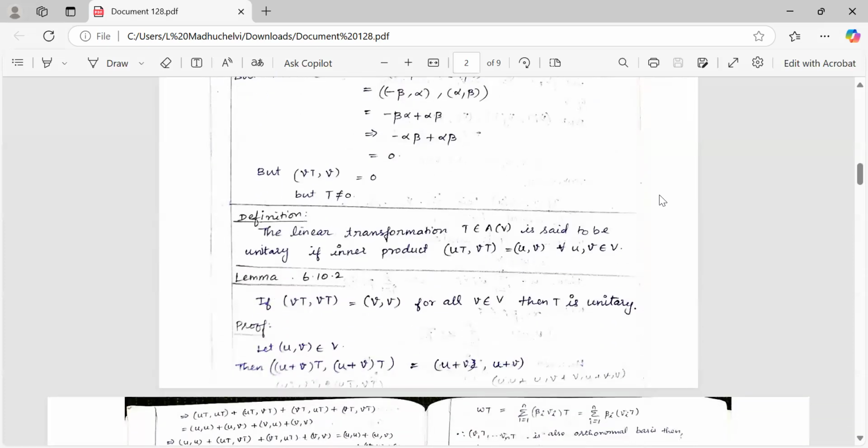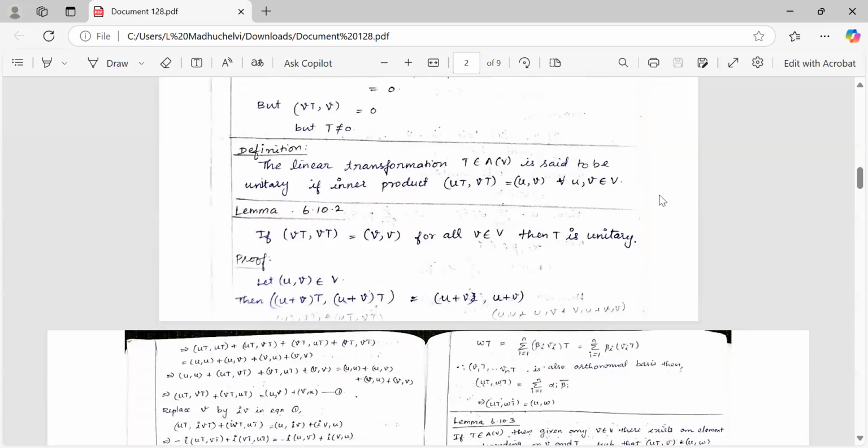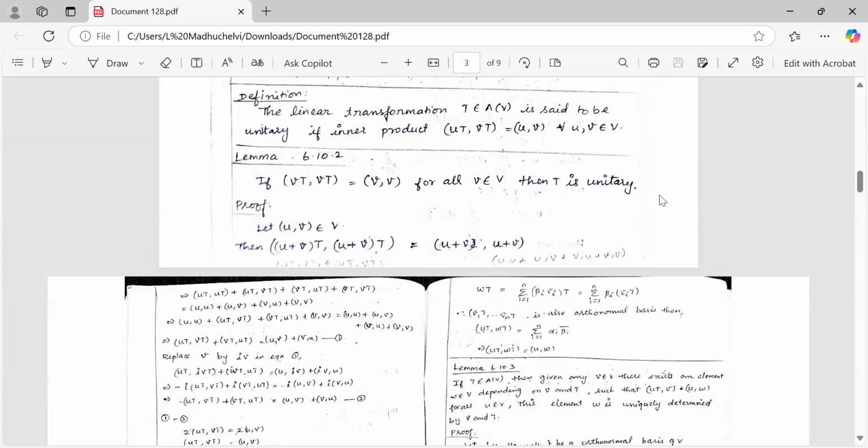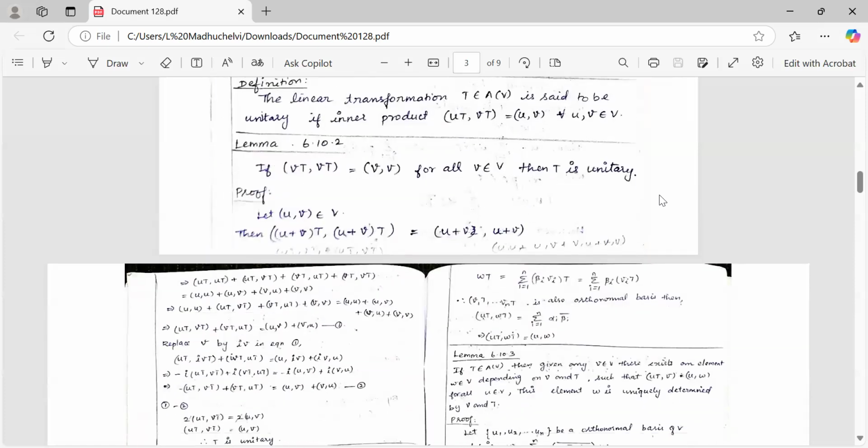Next, let us see one definition, that is the unitary definition. The linear transformation T belonging to A(V) is said to be unitary if the inner product (uT, vT) equals the inner product (u, v) for every u, v belonging to V.